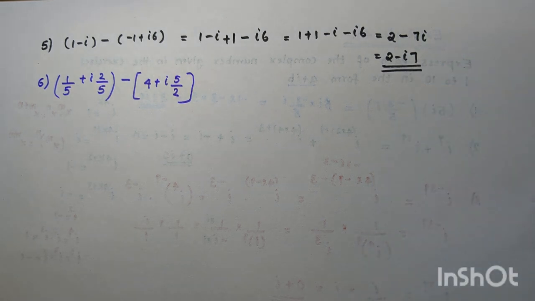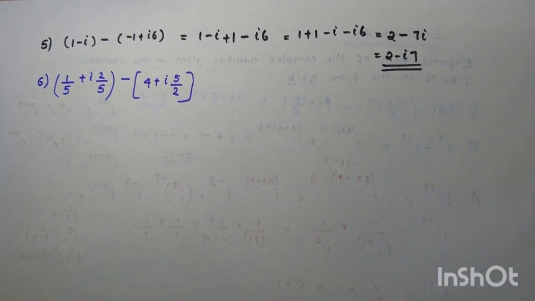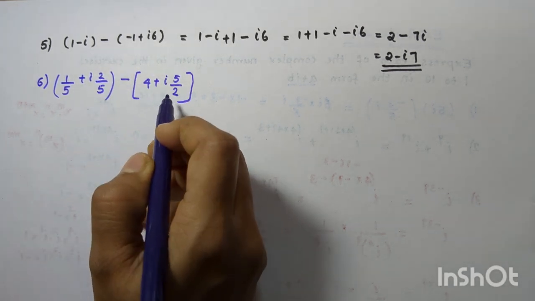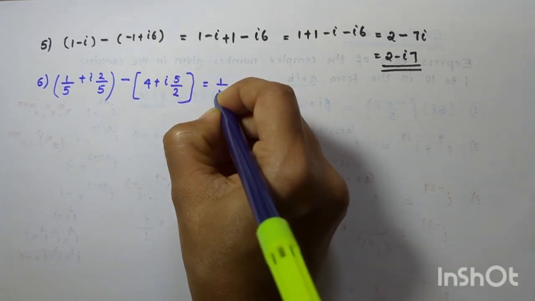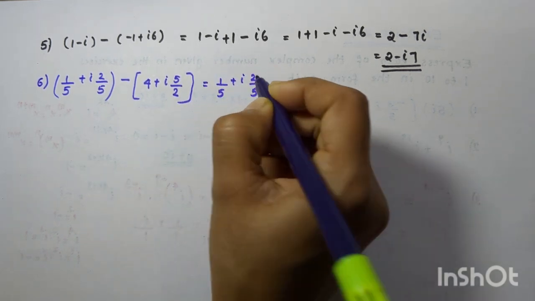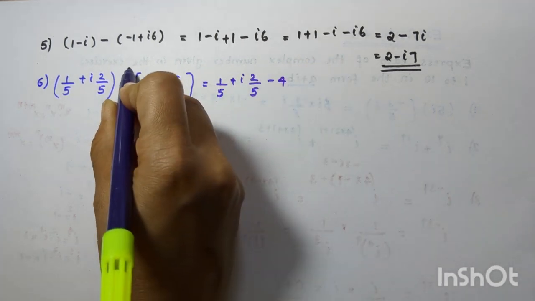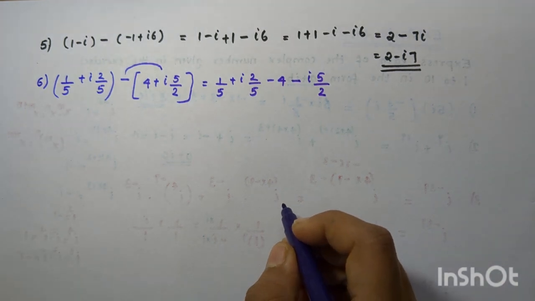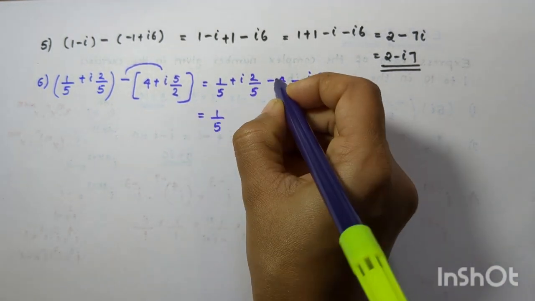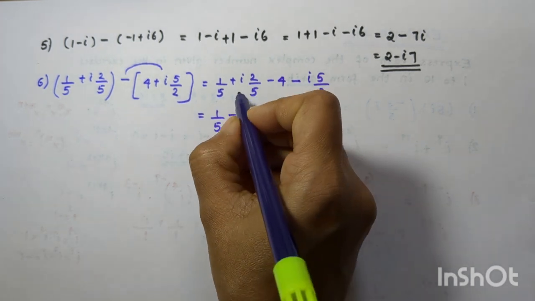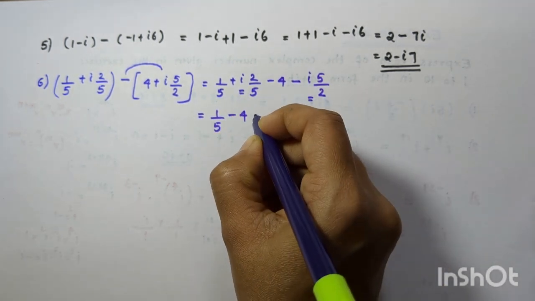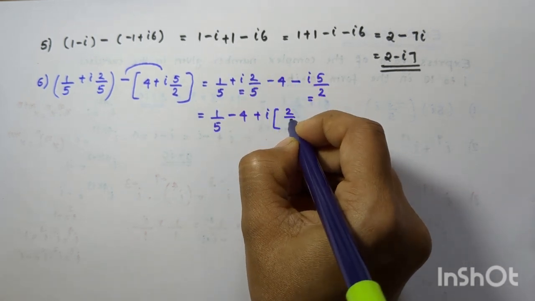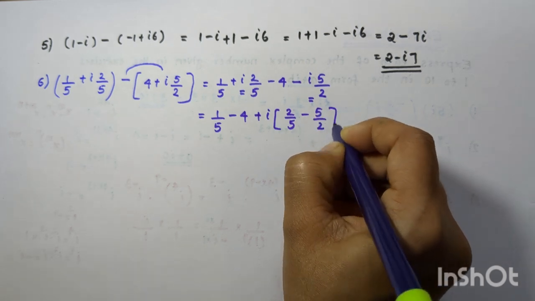Now the sixth one is 1 by 5 plus i into 2 by 5 minus 4 plus i into 5 by 2. This is also a simple one. 1 by 5 plus i into 2 by 5 minus 4, then minus into plus becomes minus i into 5 by 2. This will be equal to 1 by 5 minus 4. i is common in these two terms, so I am taking i outside, plus i into, this is 2 by 5 here, this is minus 5 by 2 here.